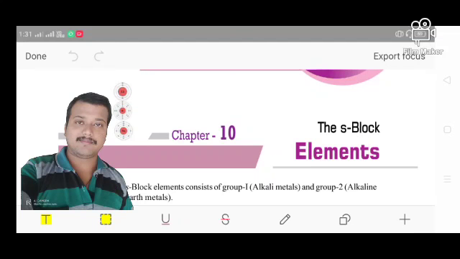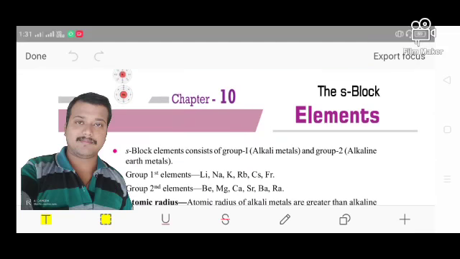Okay, so today I am going to discuss the S block elements. It is one of the very important topics. Sometimes some students ignore it. Okay, so this is a very simple topic, and also a very important one.